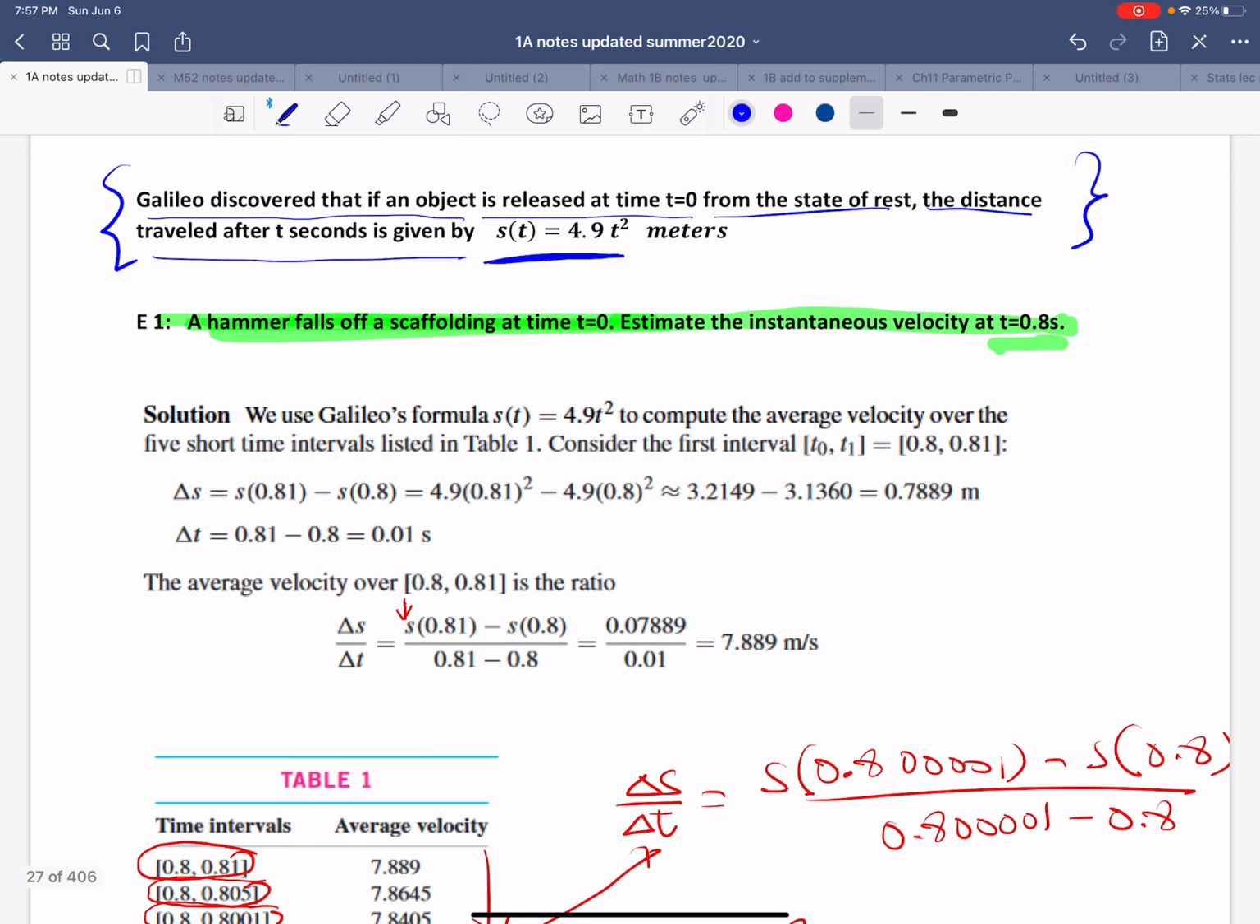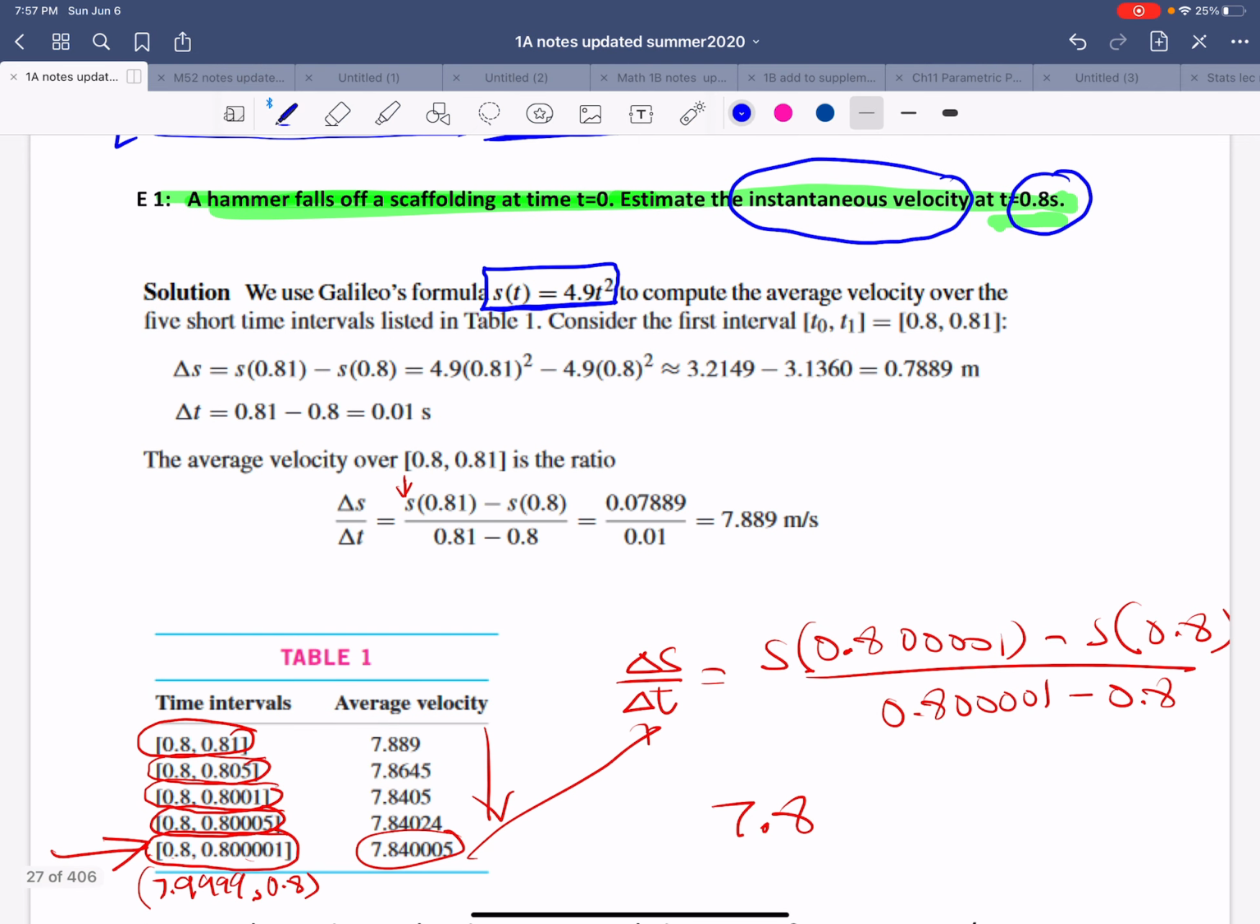First of all, I don't know how much distance the hammer is traveling, but Galileo told me that if you have a free falling object, it's going to travel 4.9 t squared distance in t time, whatever t you're dealing with. We want to estimate the instantaneous rate of change, so we're going to find the instantaneous velocity. So we'll find points very, very close to 0.8. And you might ask which side. We would use points on both the left side and right side. It's good to use both sides.